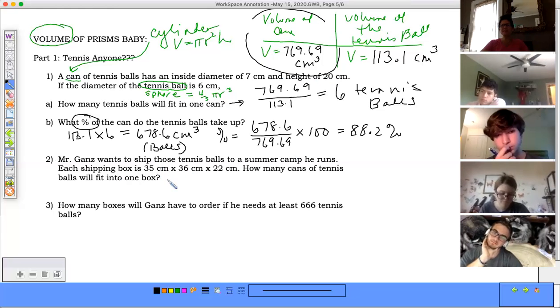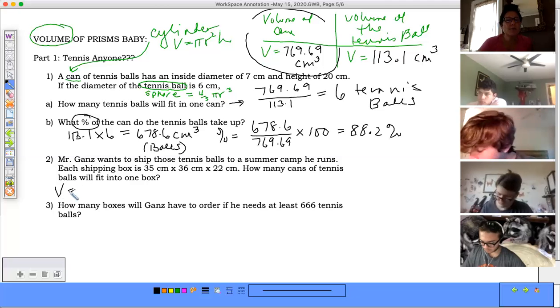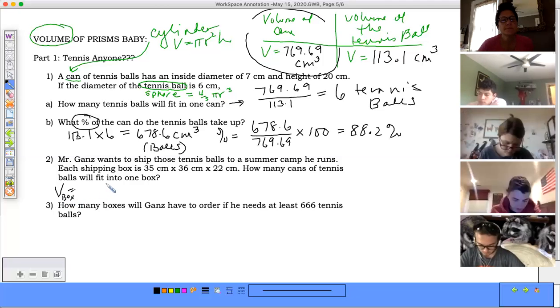What should we do here? Find the volume of the box. Yeah, get the volume of the box, right? And the volume of the box is going to be the area of your base times your height, or length times width times height. So go and get me the volume of the box. 27,720. Good. Cubic centimeters. So that's the total volume of the box.